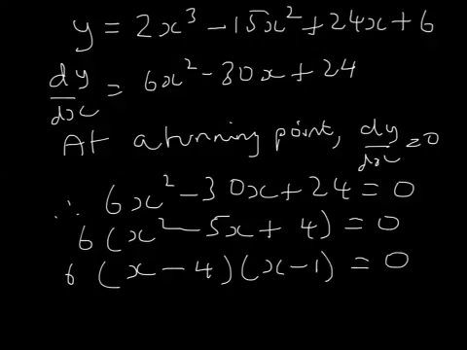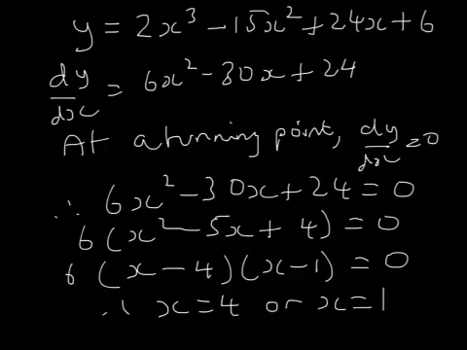So we've got three things multiplied together to make 0: 6, x minus 4 and x minus 1. If things multiplied together make 0, one of them must be 0. Well, 6 isn't 0, but x minus 4 could be 0, and x minus 1 could be 0. So therefore x equals 4 or x equals 1. So there's turning points when x equals 4 and when x equals 1.